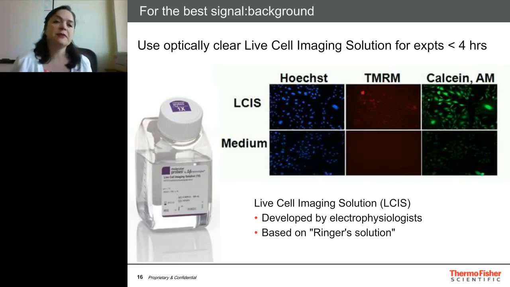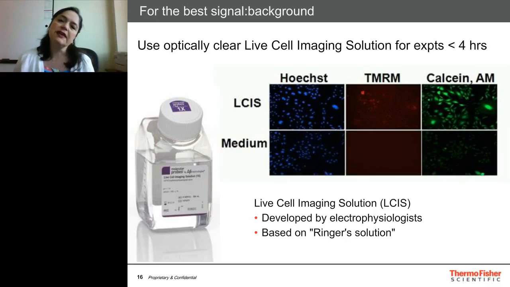So kind of changing tack a little bit, if you've taken care of the instrument and the culturing vessel, another thing to think about is what solution your cells are being imaged in if you're doing a live cell experiment. And something to consider is to not image them in their culturing media, because culturing media tends to have a lot of fluorescent compounds in it that will give you background when you're trying to look at your specific fluorescent signal. So one thing that you can use is something that we sell called a live cell imaging solution.